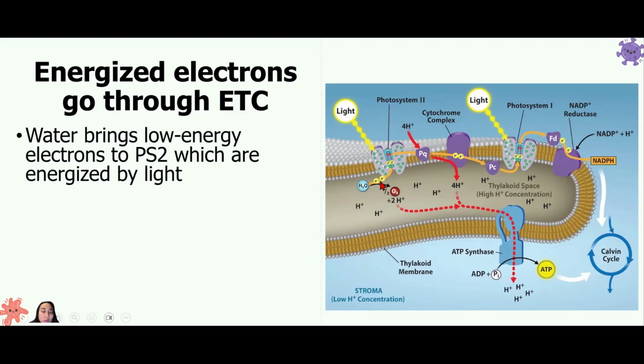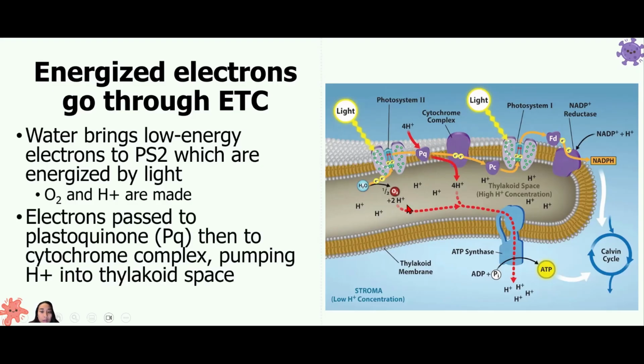But anyway, two low energy electrons from water are going to go into photosystem number 2, and they're going to be energized through light, as we saw in the previous diagram. Again, in this process, oxygen is going to be made, and two hydrogen ions are going to be released as well. These electrons are going to be passed along through plastoquinone. Plastoquinone is a carrier molecule. It's going to carry them to this cytochrome complex. And as they're traveling to the cytochrome complex, hydrogens are going to be moved into the thylakoid space.